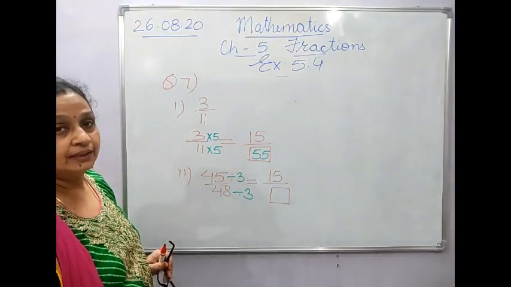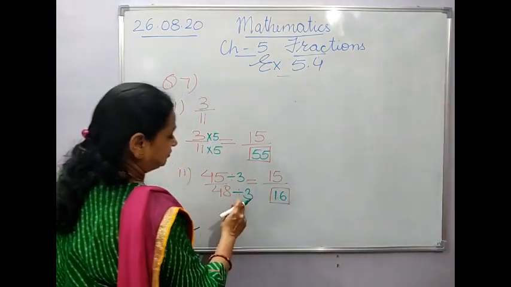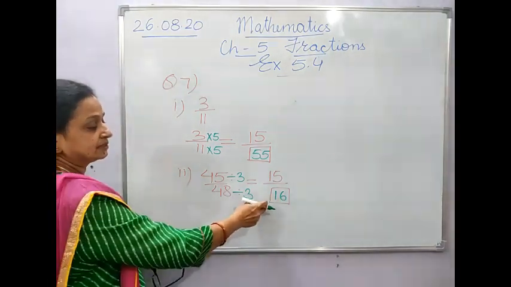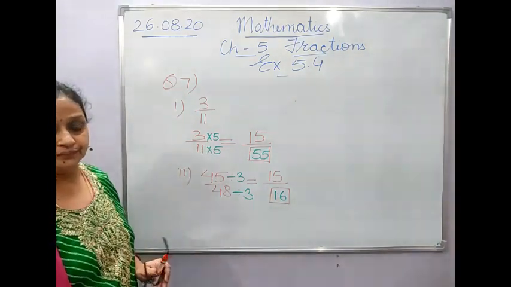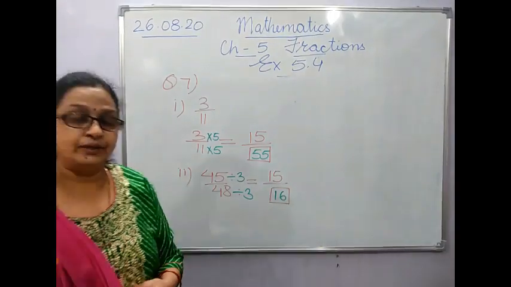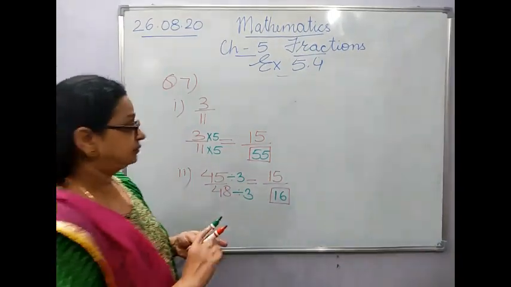Isn't it? So it will be 16. 3 ones are 3 and 3 sixes are 18. So the answer is 16 over here. I hope it is clear. The third one you can easily do. Then, question number 8.